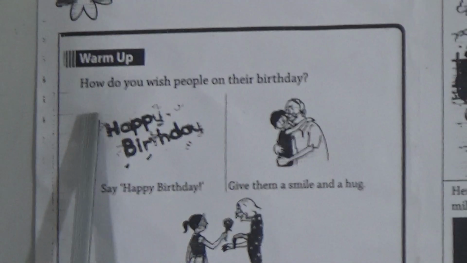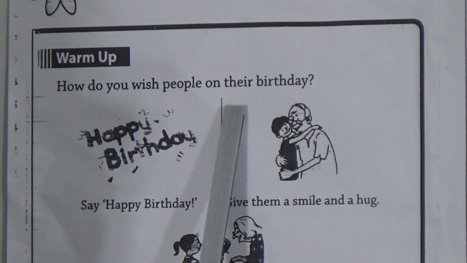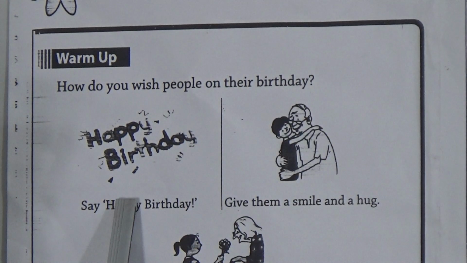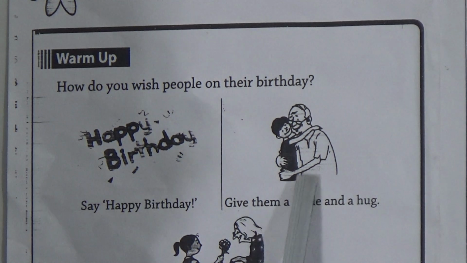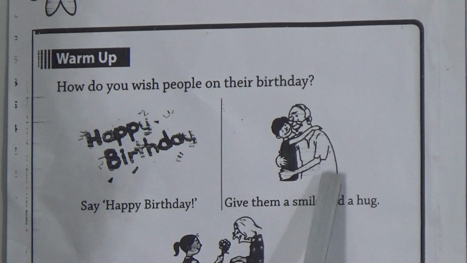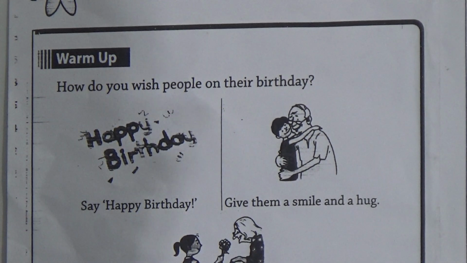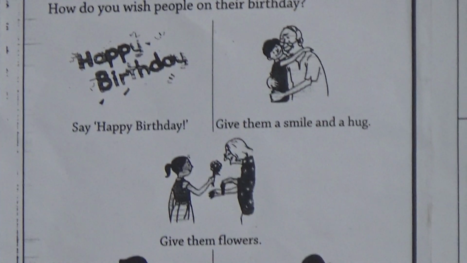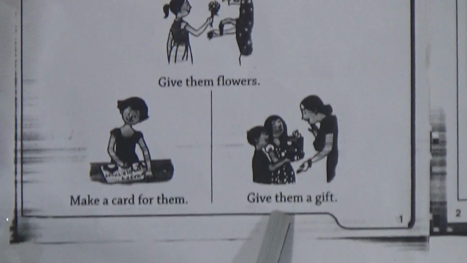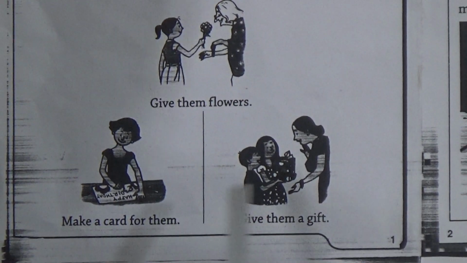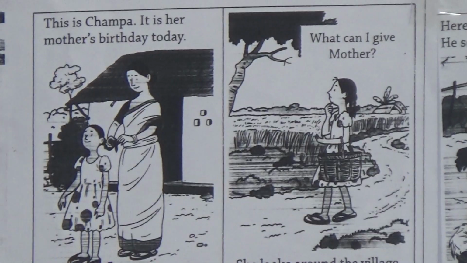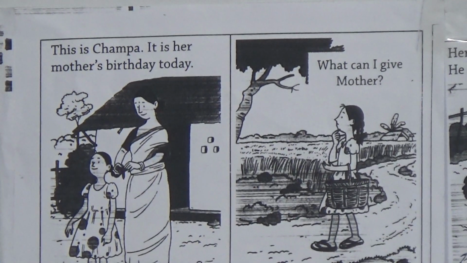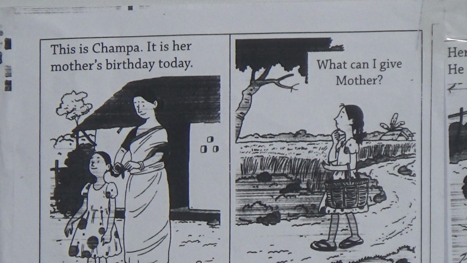So, warm up. How do you wish people on their birthday? We say happy birthday, we sing the happy birthday song. Give them a smile and a hug. Give them flowers. Make a card for them. Give them a gift. So, how do people present or give something on a birthday? So, we will start now. Our today's lesson. Let's see.